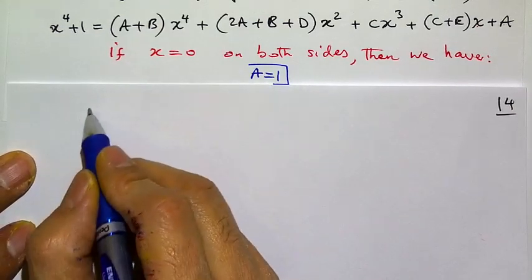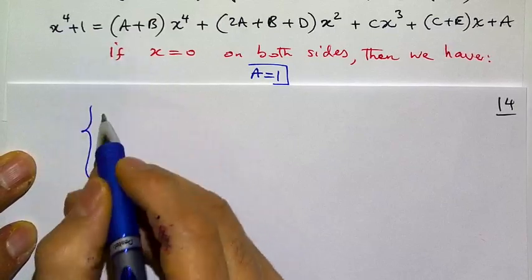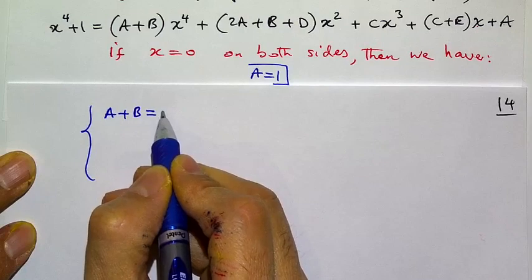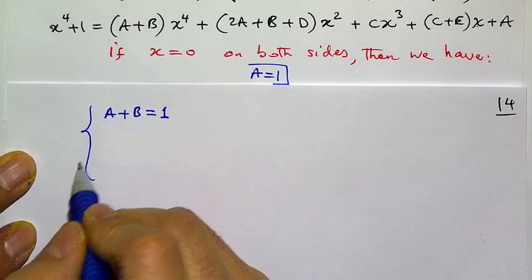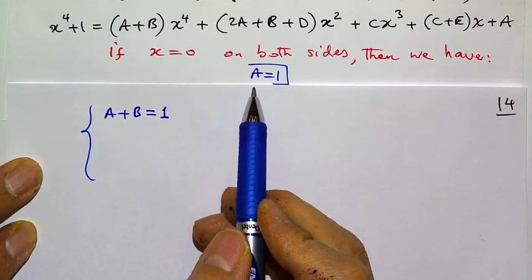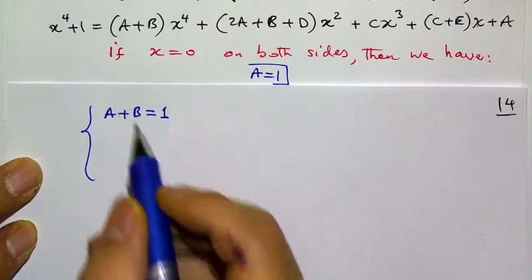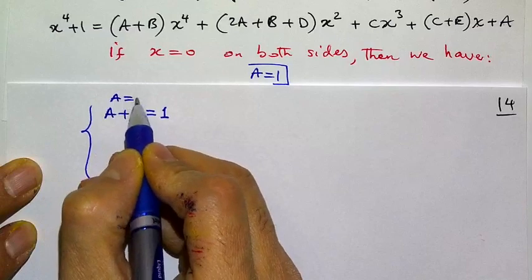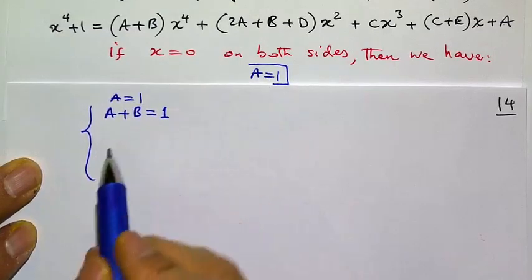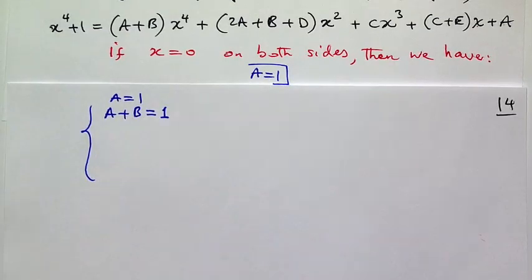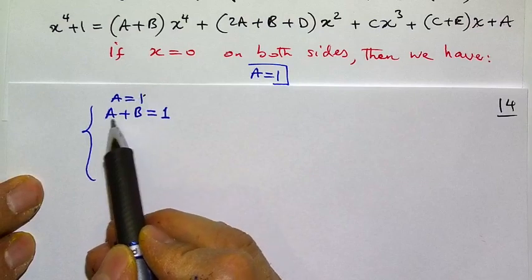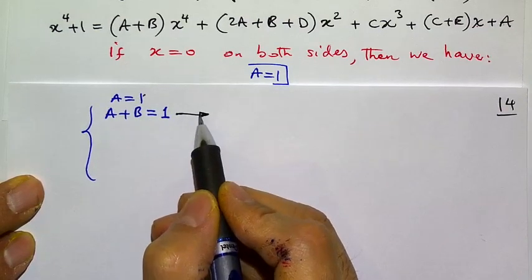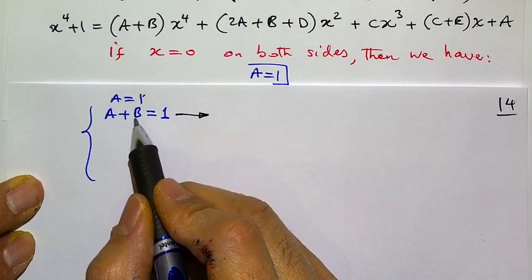We will say that a plus b must be equal to 1, right? And we already know that a equals 1, right? So let me list it here as well. a equals 1. We know that from here. So because of that, if a equals 1 and a plus b equals 1, then what does that make b to be? b has to be 0, right?